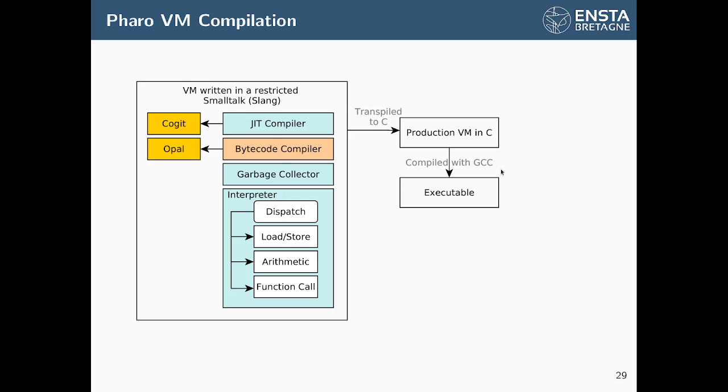So this means that in our case, if GCC knows how to produce a RISC-V executable, you would have a VM that is working on RISC-V, but you would still have to design the JIT compiler so that it is able to produce RISC-V machine code as well.